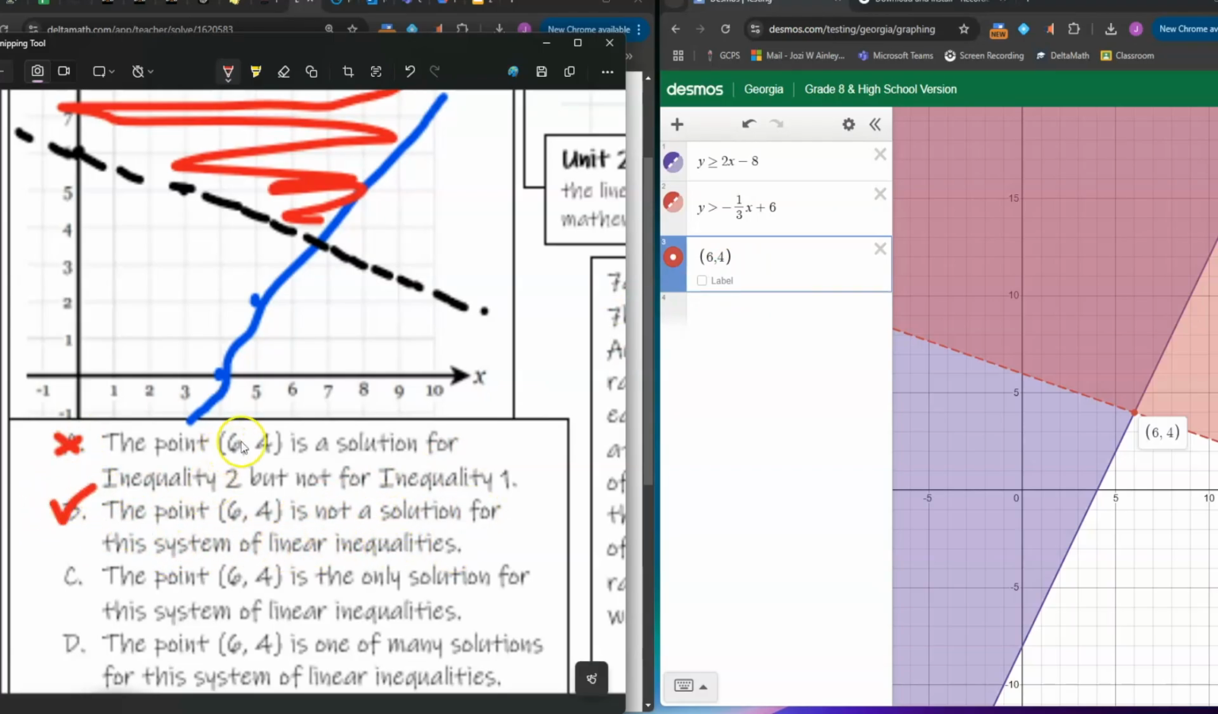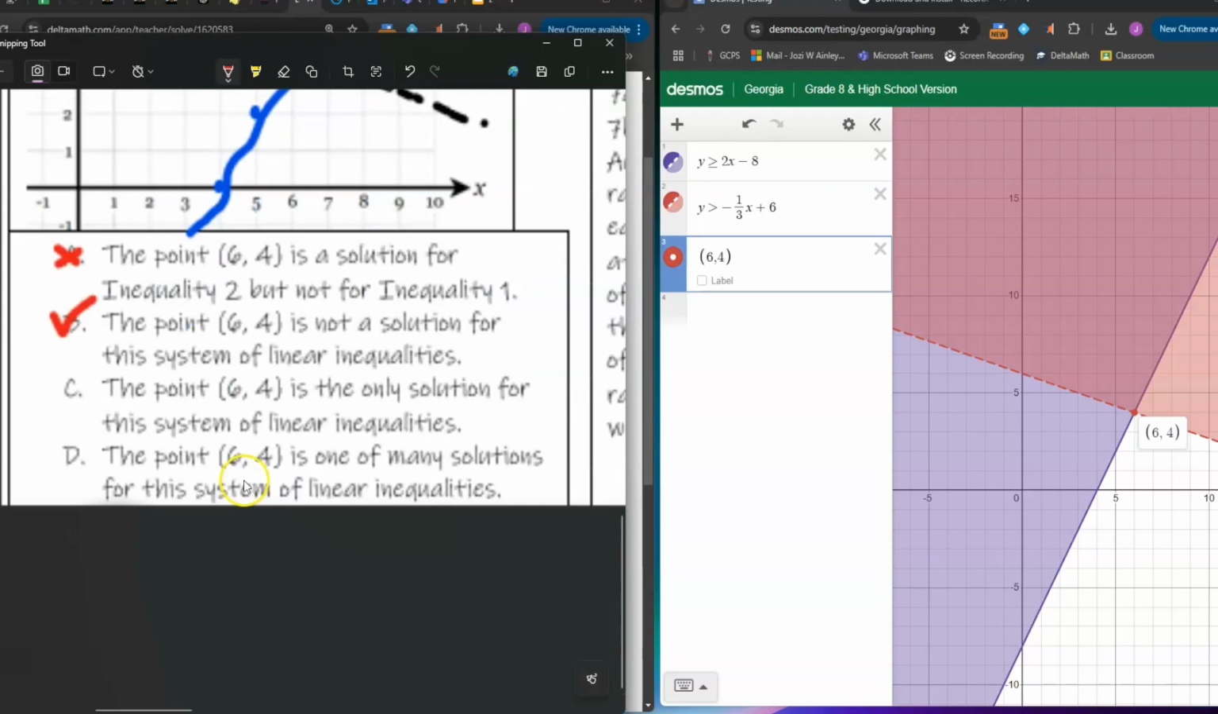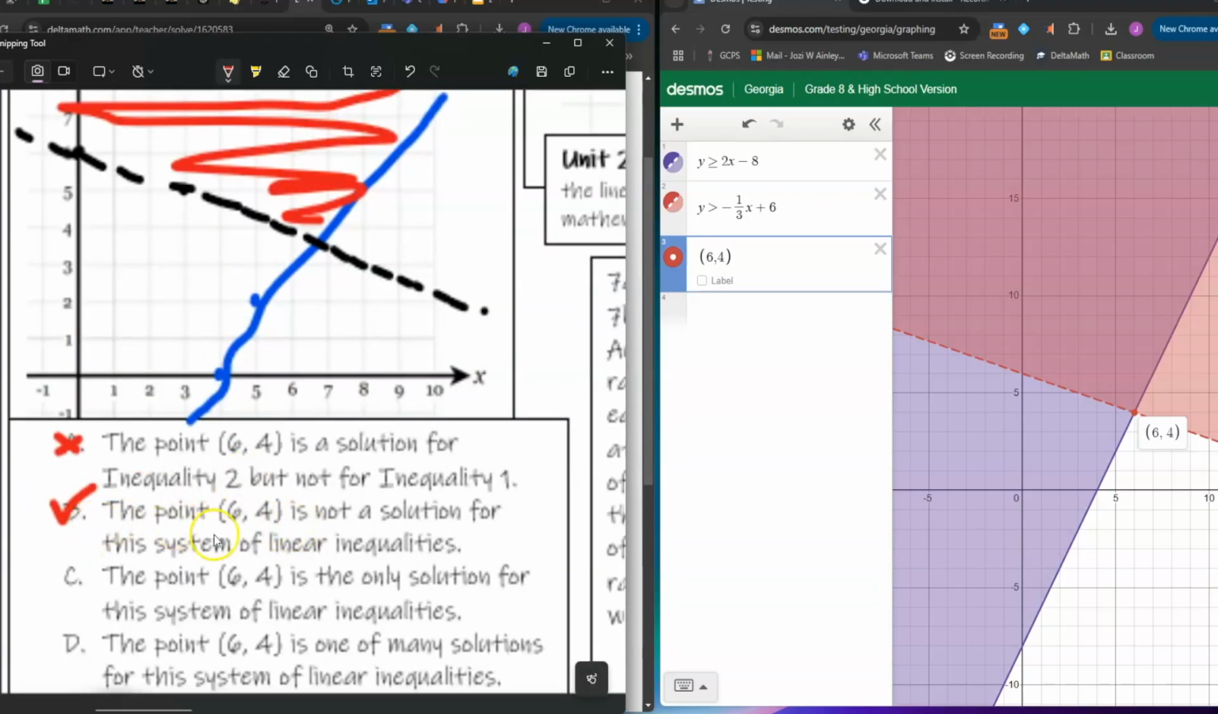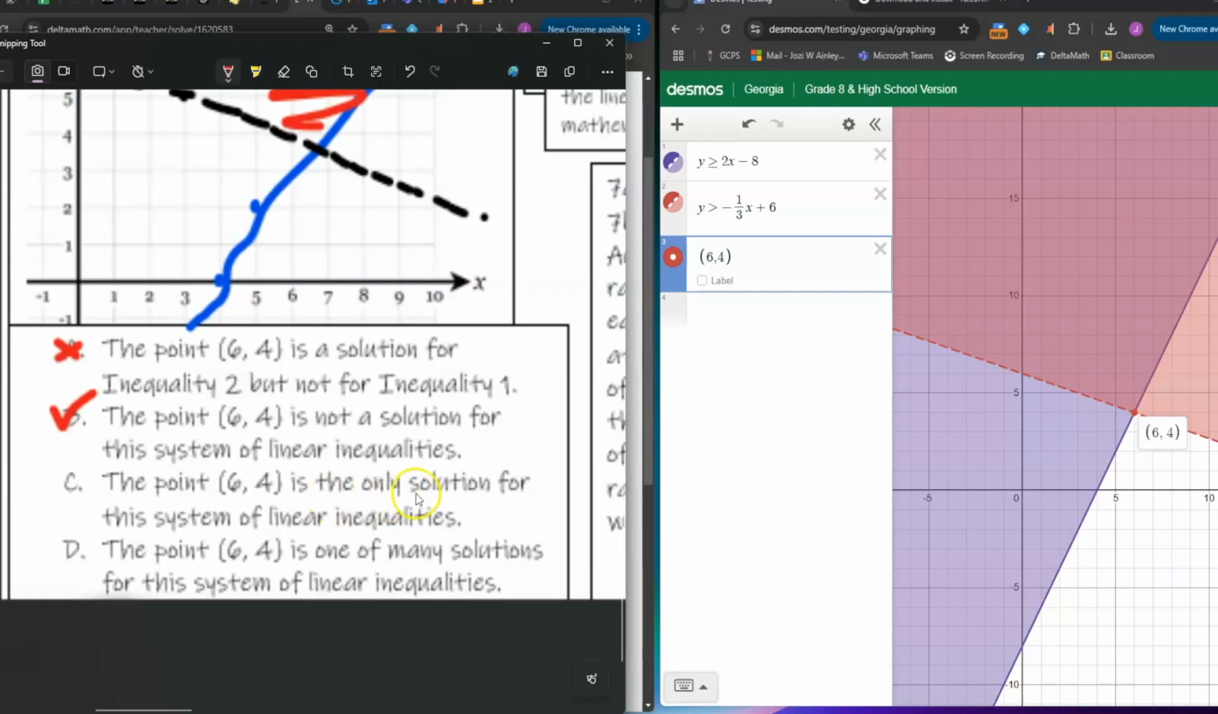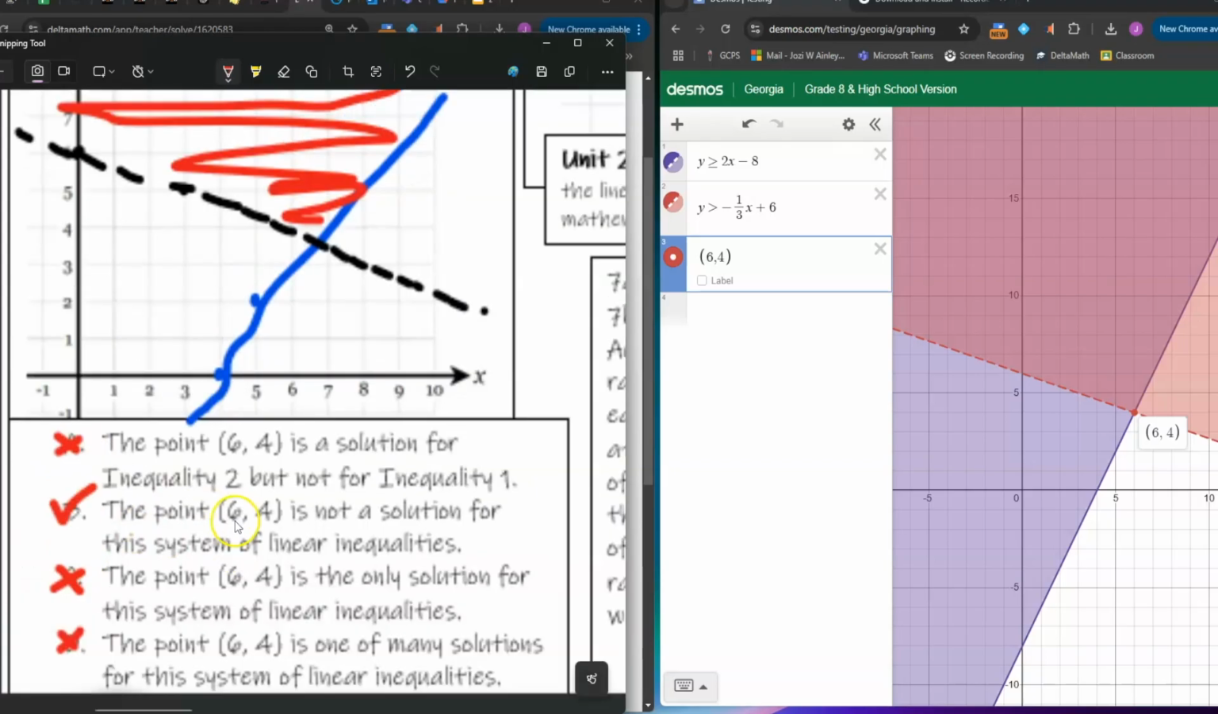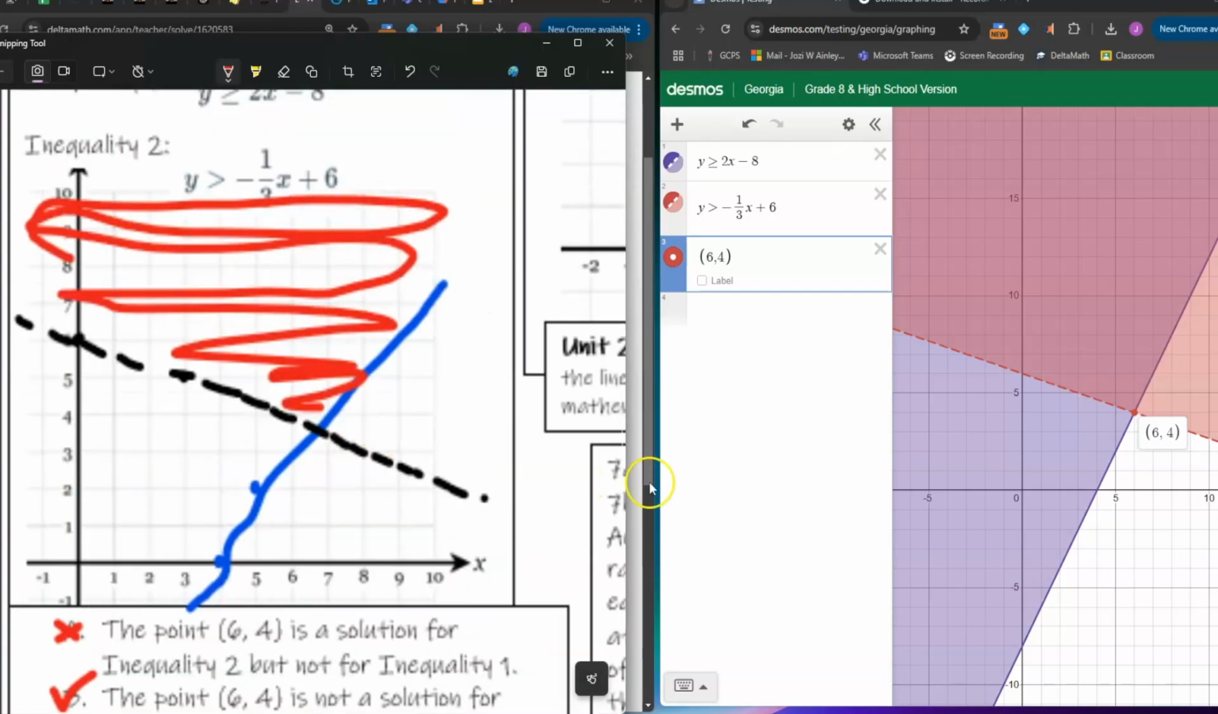Yes, and this might be select all, I don't know. So I'm just going to keep going. It's not a solution because of this dotted line. The point (6, 4) is the only solution for this system. No, it's not a solution at all. The point (6, 4) is one of many solutions for this system. No, it's not a point at all. So the only answer it could be is B. All right, so very, very important. Again, remember for your solutions, the overlap, stay away from dotted lines.